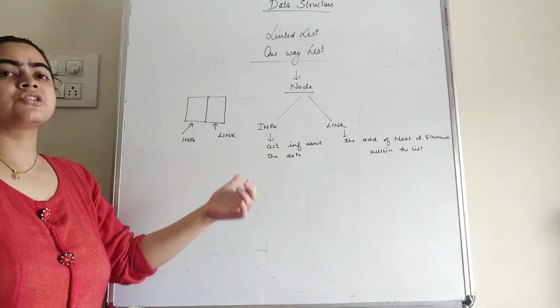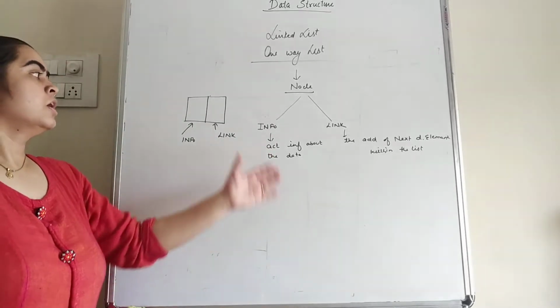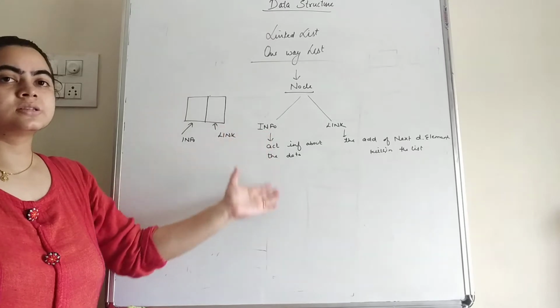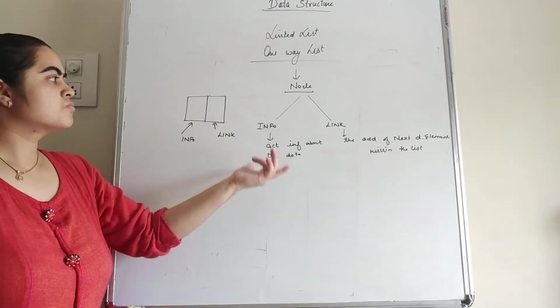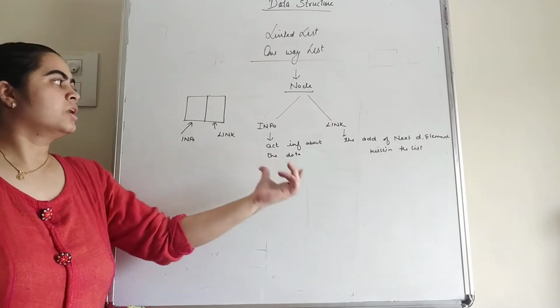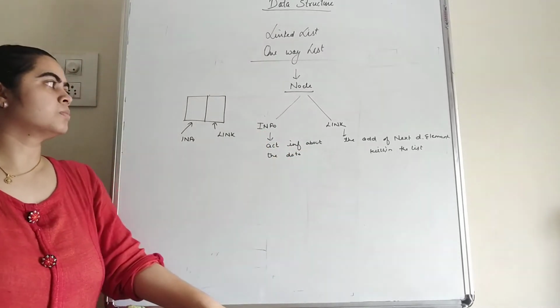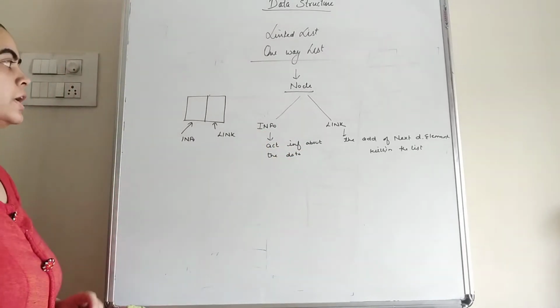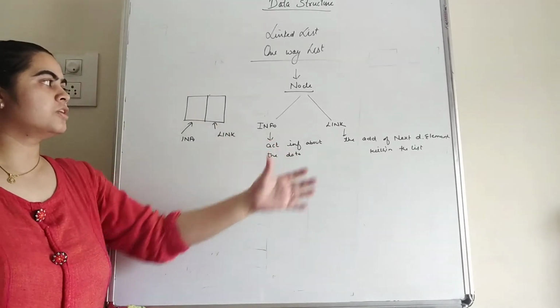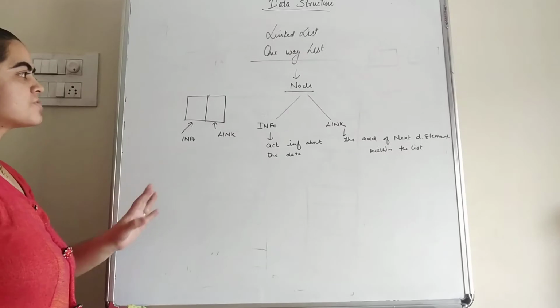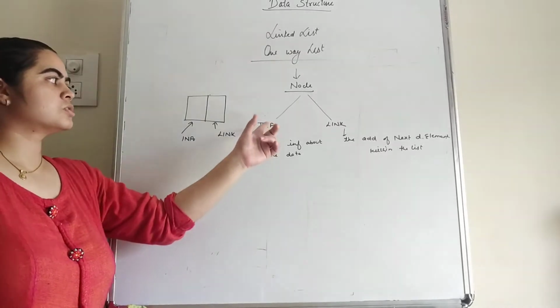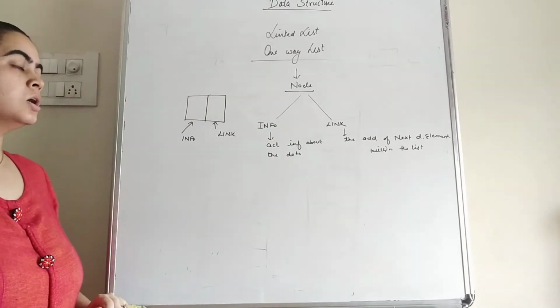Here the information may or may not be a number. Either information here is in the form of characters, in the form of string. So that means we cannot use only one array in order to store both the information as well as the link part, we cannot share the same array. That's why we need two arrays in order to store the information as well as the link.